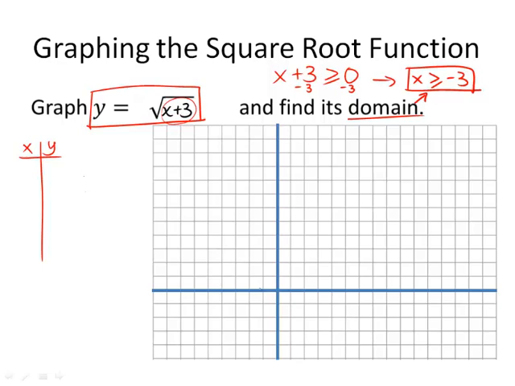But let's see how that works. So let's try -3. What is it at -3? If you plug in a -3, you get the root of 0, which is 0. So that seems to be the starting point because we have no other shifts around here.